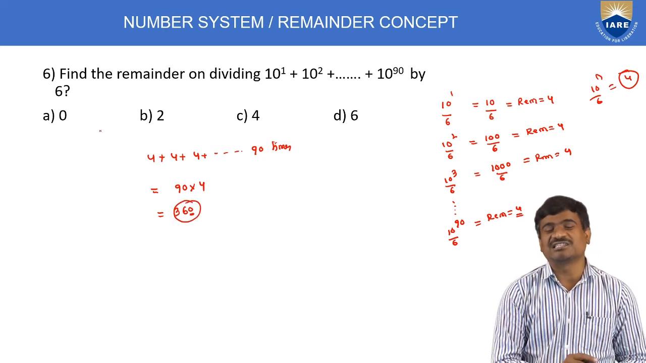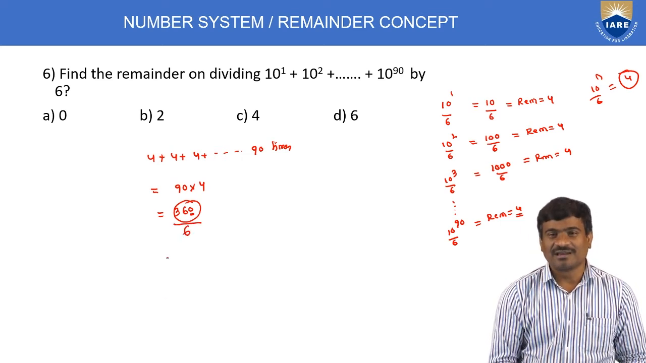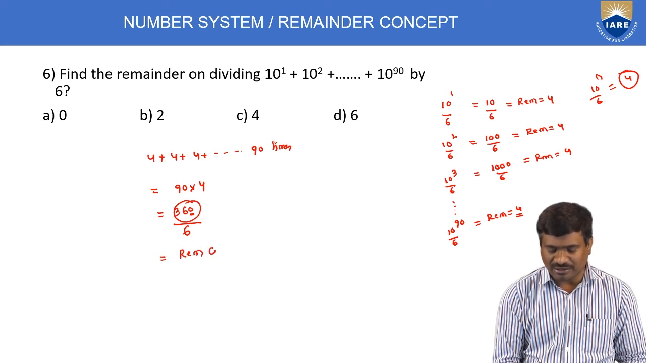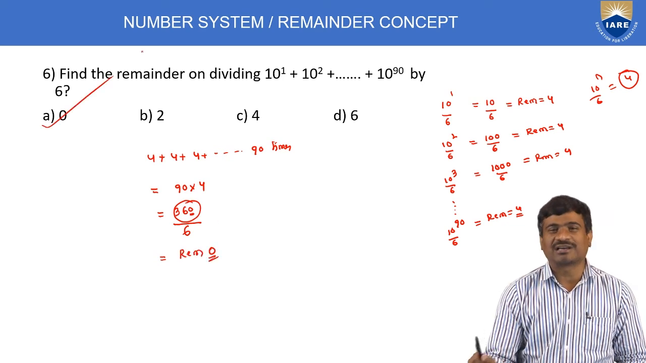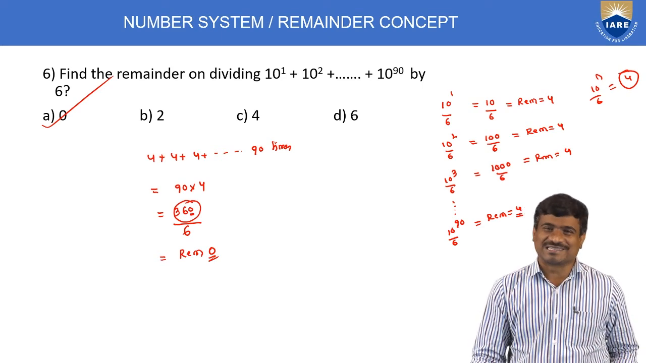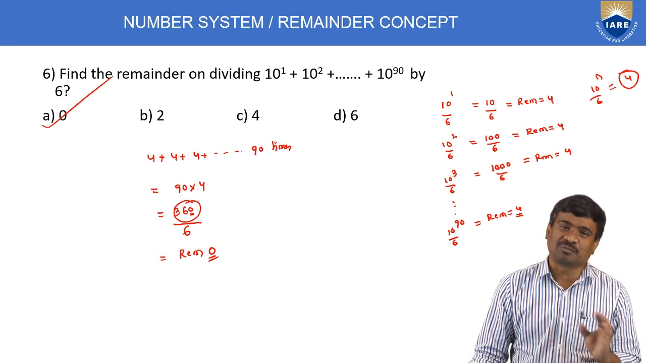360 is more than 6, which means it is again divisible by 6. 360 is divisible by 6, so consider only the remainder. The remainder is 0, so option A is correct. But do not consider the unit digit. Here 0 is okay for this problem, but not for other problems.